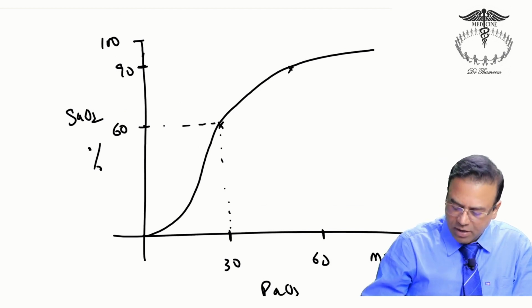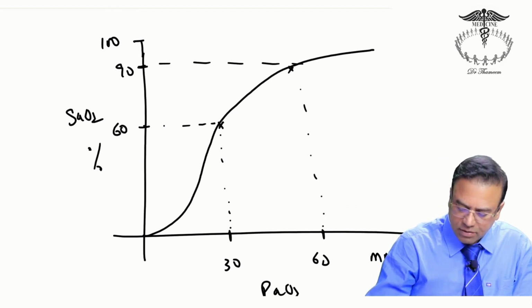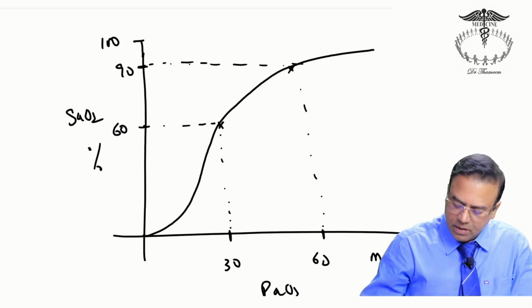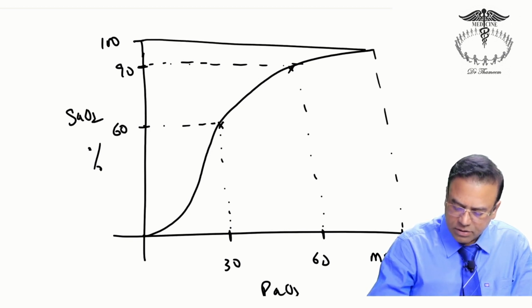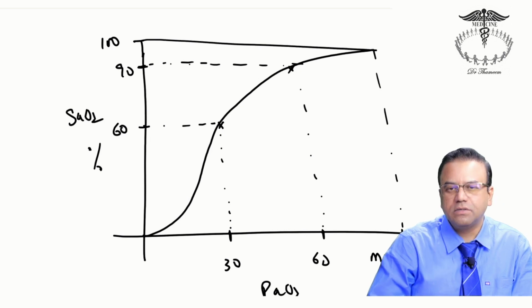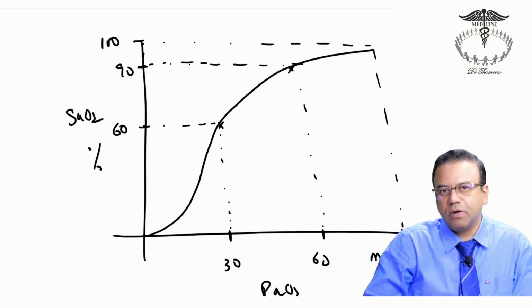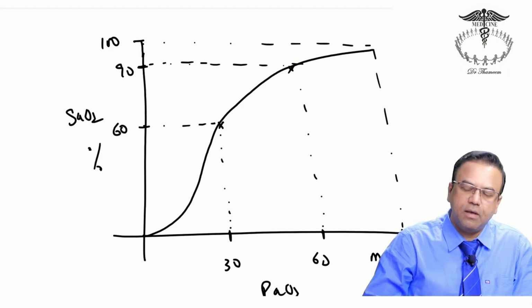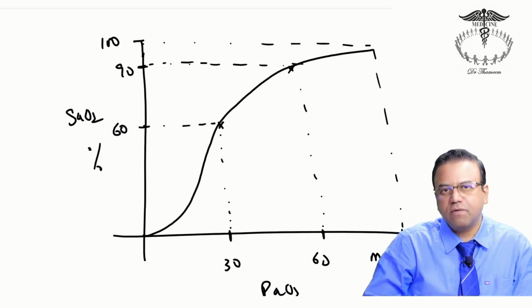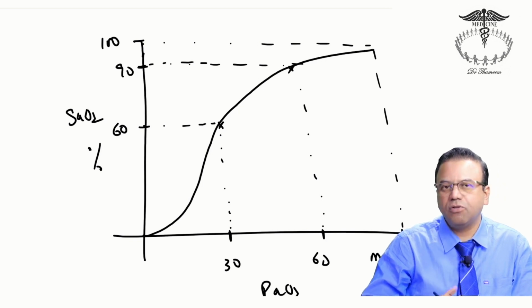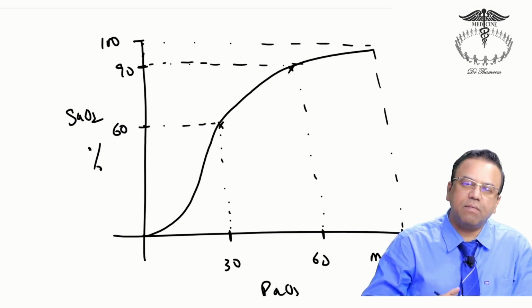And at a PaO2 of 60, the saturation is going to be 90%. However, at a PaO2 of 100, you will get 100% saturation. So this is an important graph to understand the relationship between the dissolved oxygen and the bound oxygen, because hemoglobin picks up oxygen from the dissolved state only, but how much oxygen is attached to hemoglobin depends roughly on the dissolved oxygen, that is given by the PaO2.